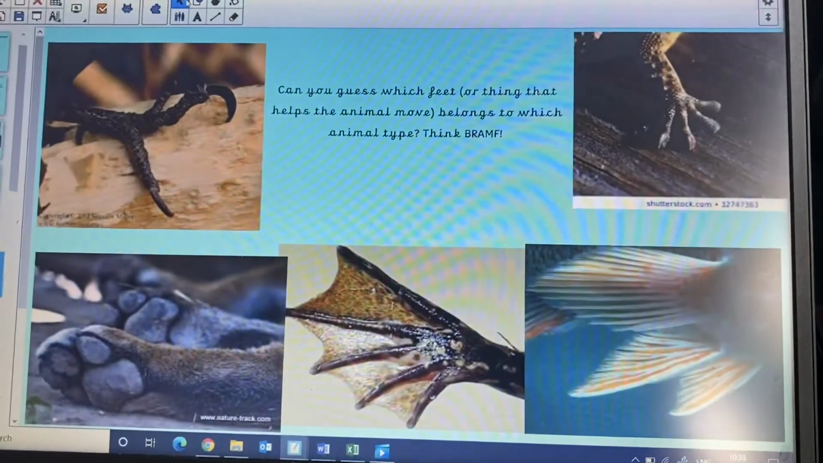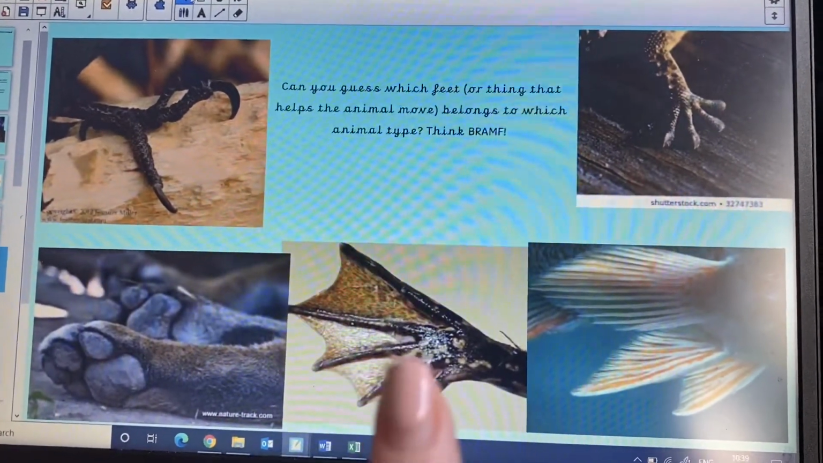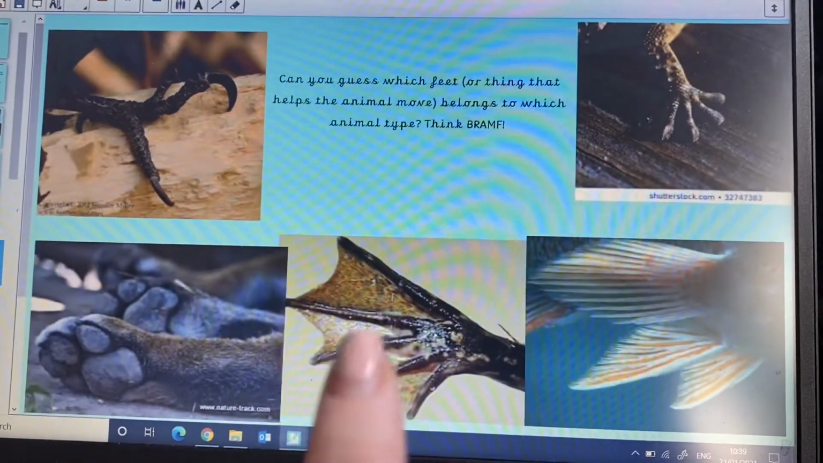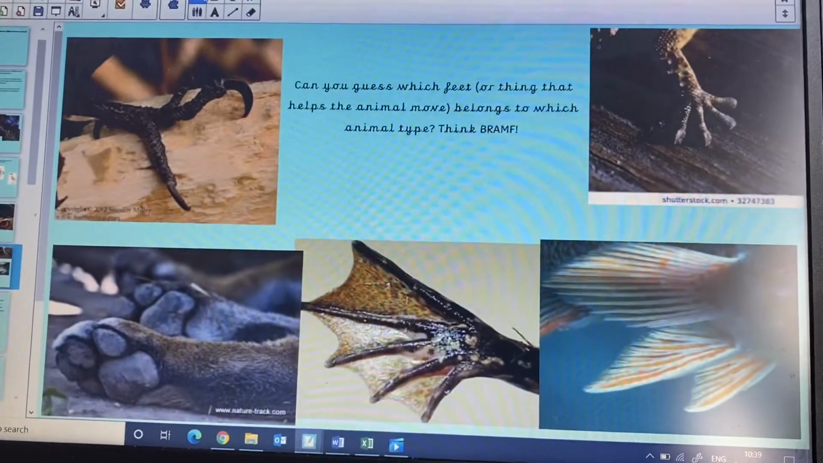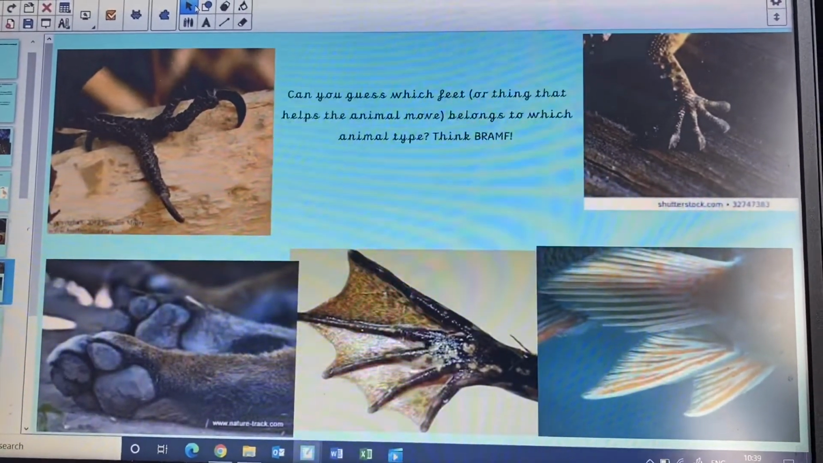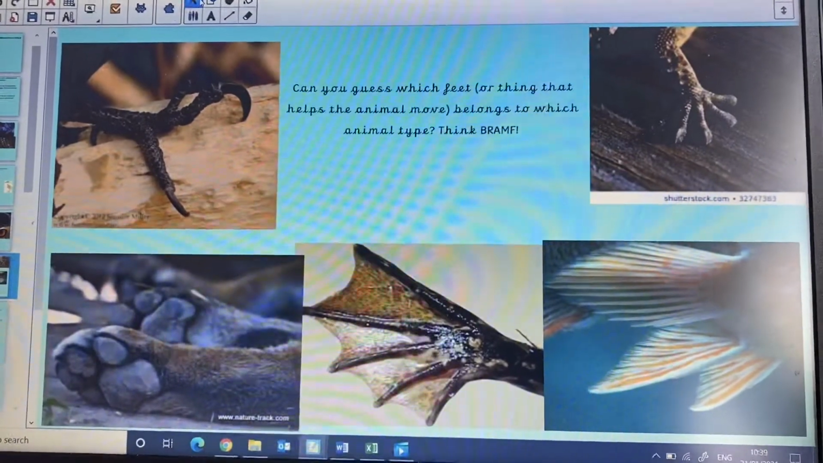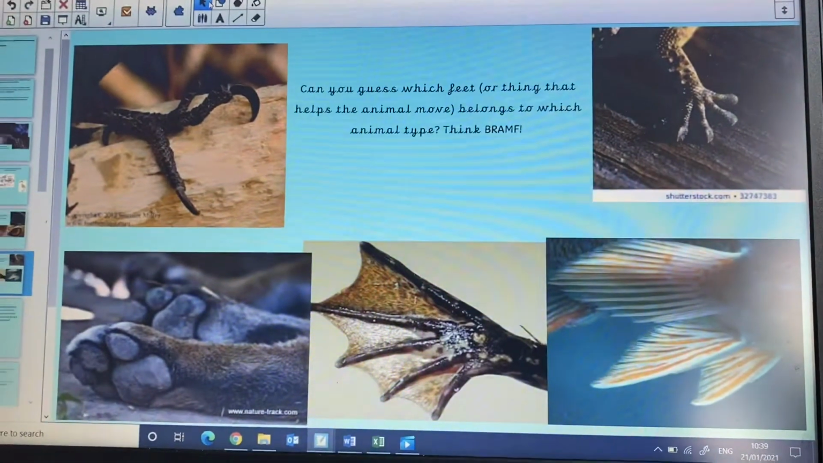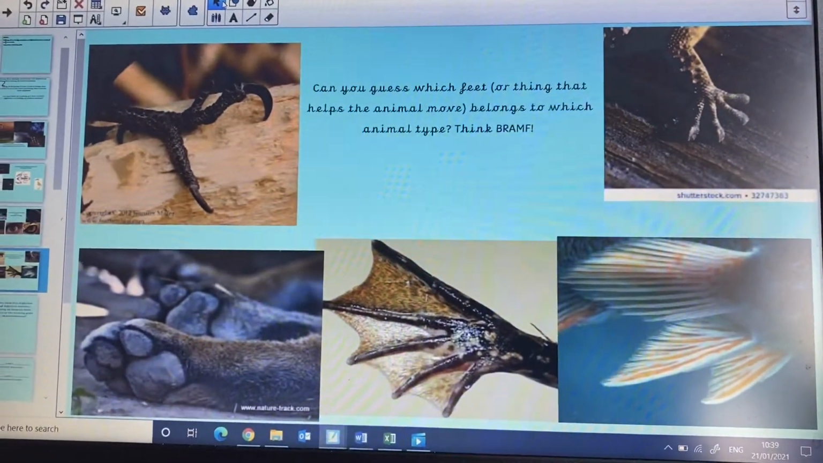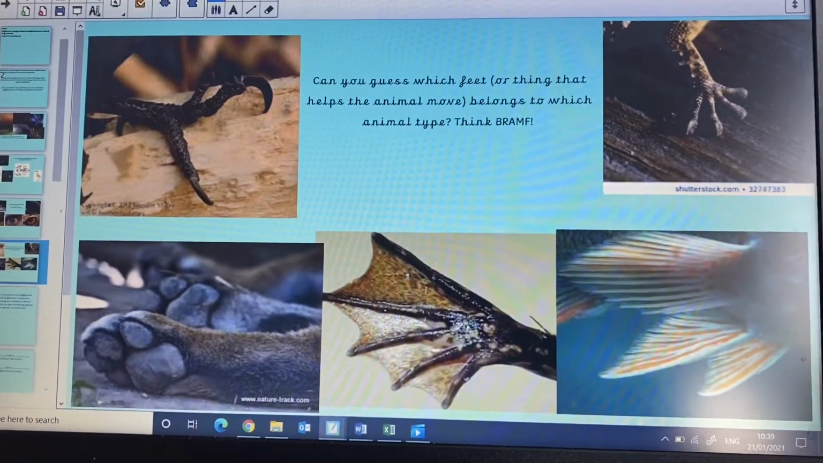Now, the thing that helps me with these two, I think this one must be an amphibian because it's got the webbed toes. I think it helps it swim underwater, and we know that amphibians live underwater and they live on land as well. So I think that must help it swim under the water, whereas this one looks like a little reptile foot. And the little pads on the toes help it grip to things. So I think that one must be a reptile. I hope you got those ones as well.